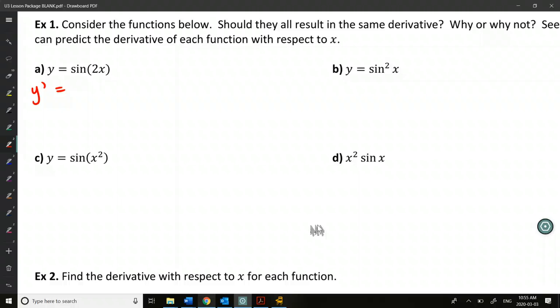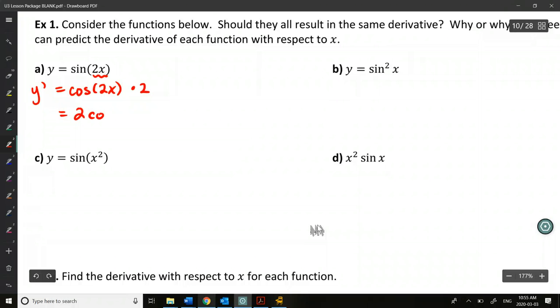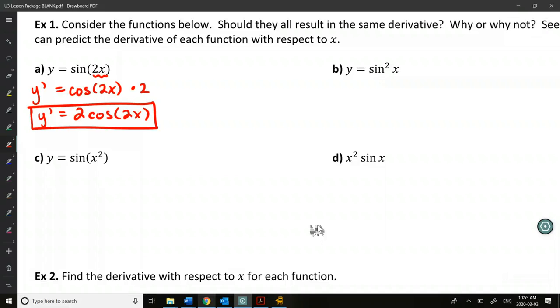And it's going to say, take the derivative of the whole thing. So what is the derivative of sine? It's cosine. And then you need to multiply by the derivative of whatever is inside the sine, which is 2. So that's going to be multiplied by 2. When we simplify this, it will be 2 cos of 2x. Okay, so it's kind of like chain rule.